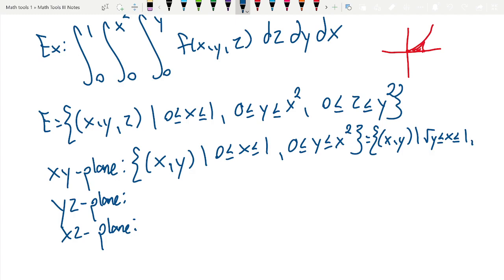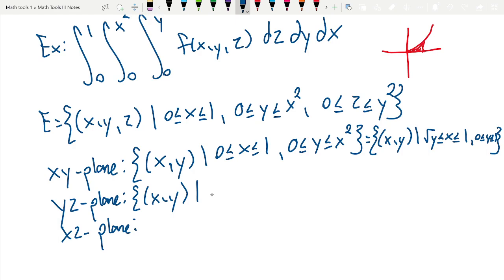And then the y part, which we can see here, the lowest value of y is 0, and the highest value of y is 1. Okay. So that gives us a way to change around the coordinates.